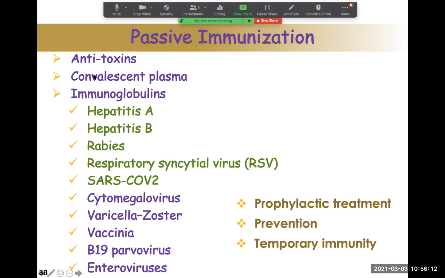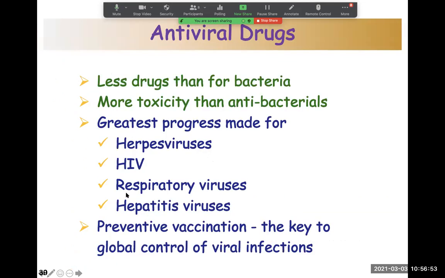You probably heard of convalescent plasma for COVID-19, or you can have antitoxins. This is often used if you haven't had a vaccine and you have to go to a meningitis belt area like Morocco, and he says, okay, I need to get a shot of immunoglobulins before I leave for the country. There are a couple of immunoglobulins available for prophylactic treatment. For example, rabies. If you get bitten by a dog, you already introduced the virus, so immediately you get the immunoglobulins to prevent the further spread. But it is temporary immunity. You must get the vaccine for lifelong immunity.